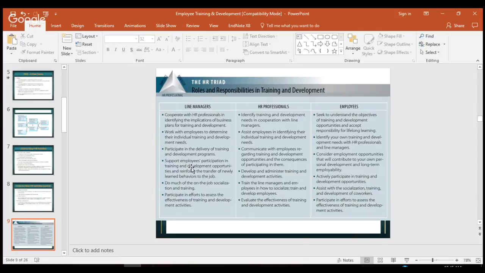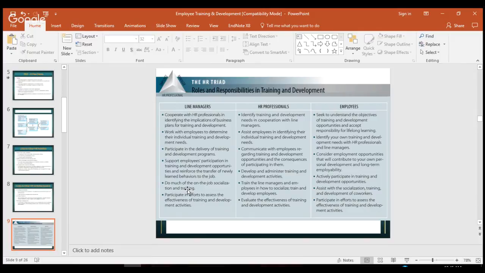Line managers have a responsibility also of supporting employees' participation in training development opportunities and reinforce their transfer of newly learned behaviors to the job. So be able to allow employees to go to the training, but then provide opportunities where that employee can integrate what they would have been studying in training and development into their job. So again, it's that whole learning and performance relationship that we can facilitate as the manager and allow the employee to practice what they're doing.